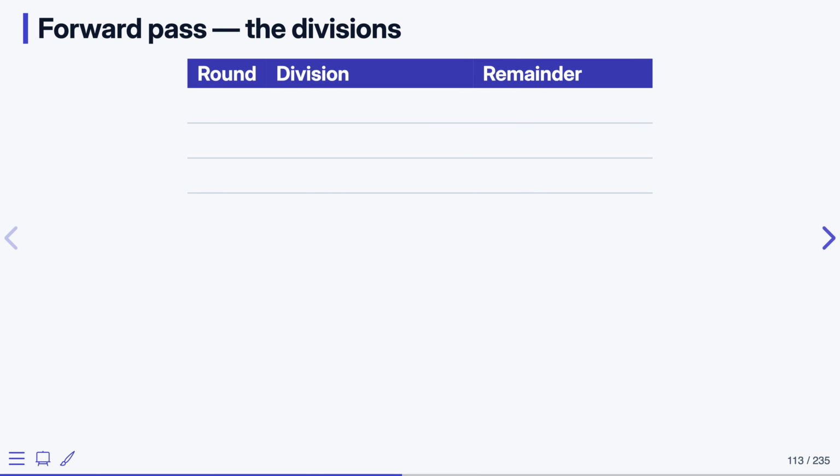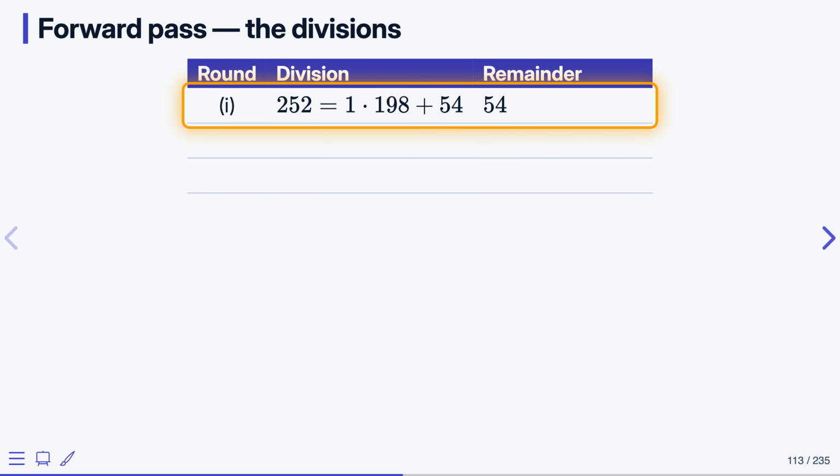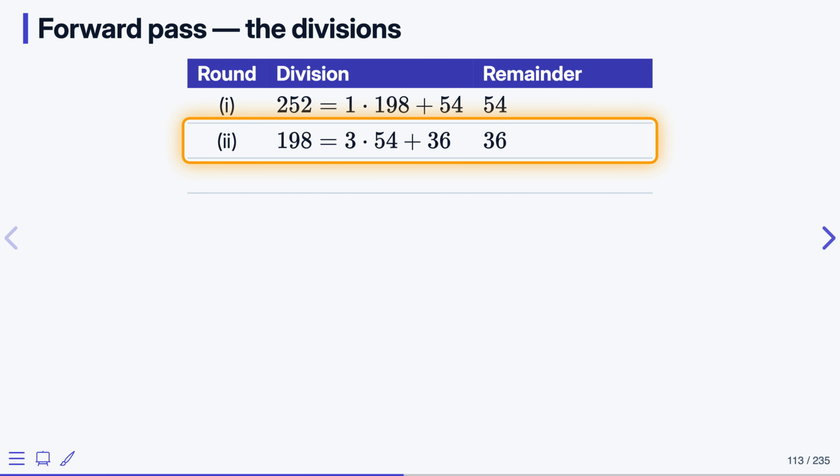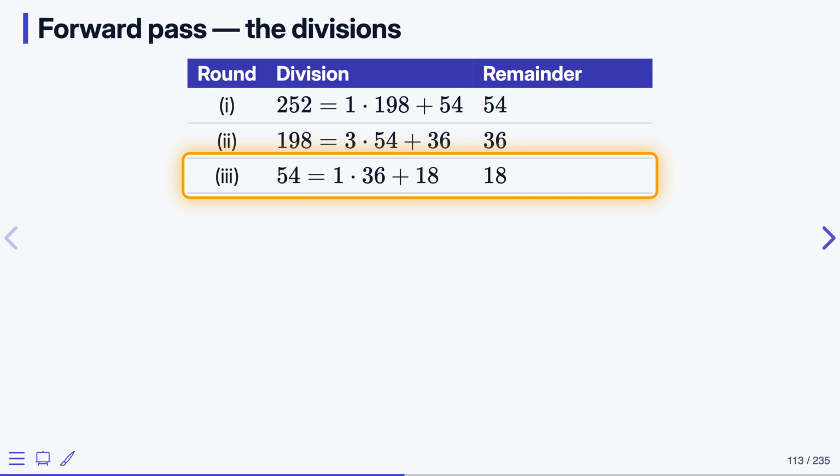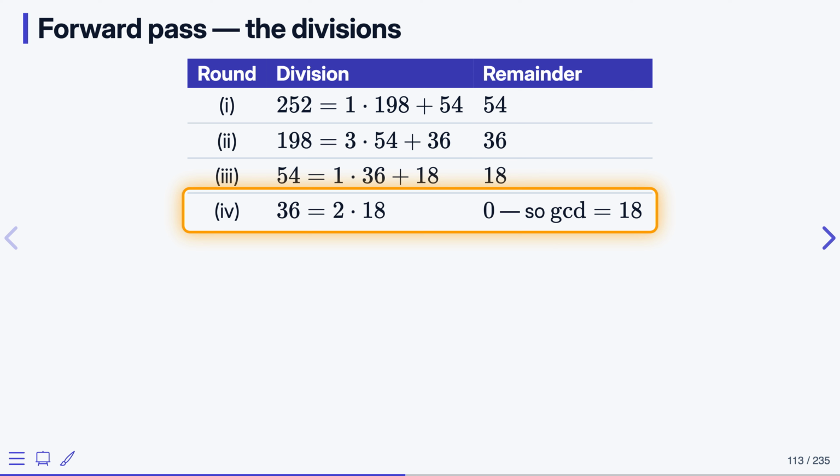This is the forward pass. Label each division because we will need them by name. Round 1. 252 equals 1 times 198 plus 54. Round 2. 198 equals 3 times 54 plus 36. Round 3. 54 equals 1 times 36 plus 18. Round 4. 36 equals 2 times 18 exactly, with nothing left over. So the run stops, and the last non-zero remainder is 18. That confirms the greatest common divisor is 18.